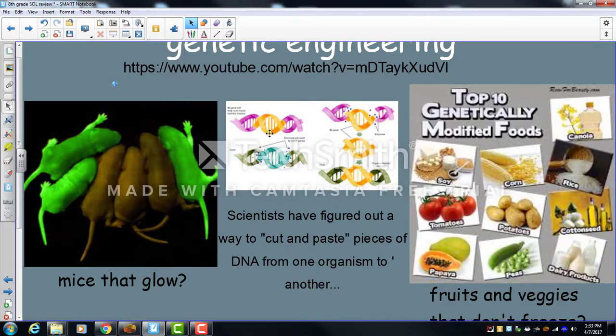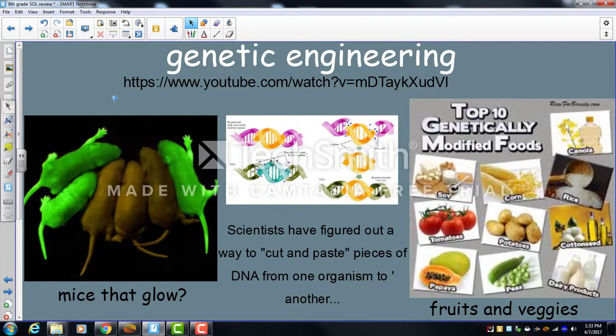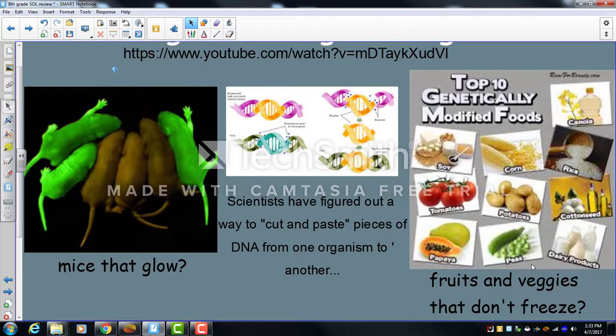We can isolate a gene. And let's say we want to transfer that gene into the DNA of another living thing to alter it, to genetically modify it. That is called genetic engineering or genetic modification. This is where scientists have figured out a way to cut and paste pieces of DNA from one organism to another. Now, one of the biggest ways that we use this in science is genetically modified foods.